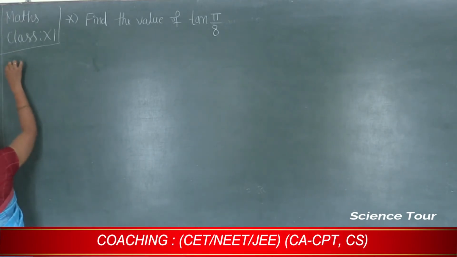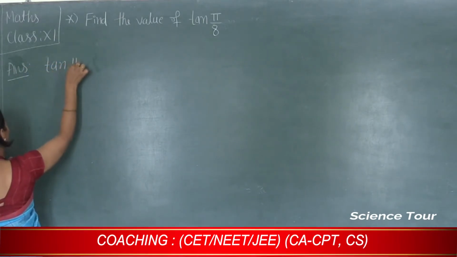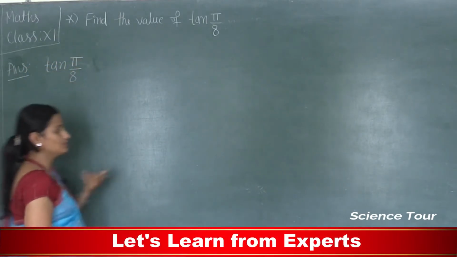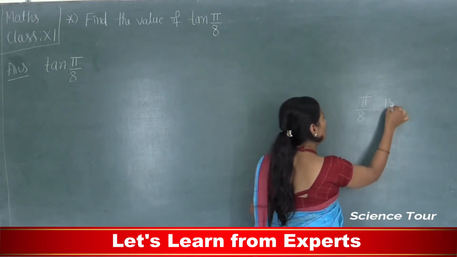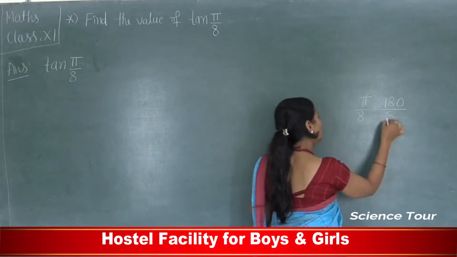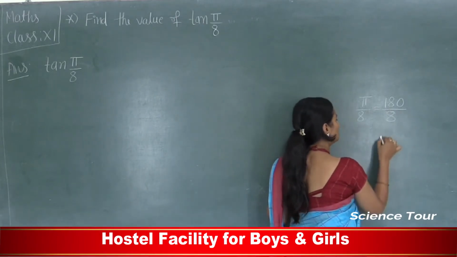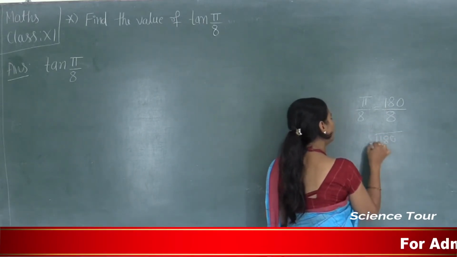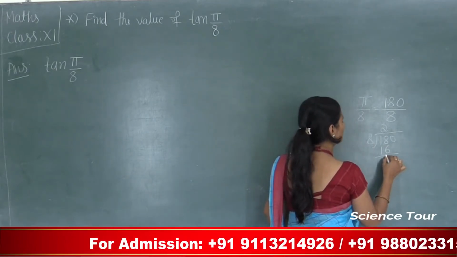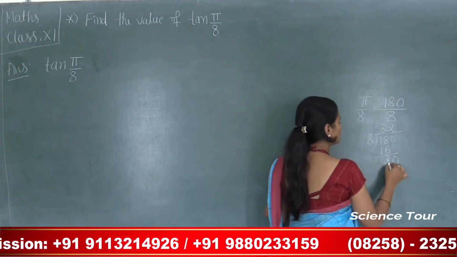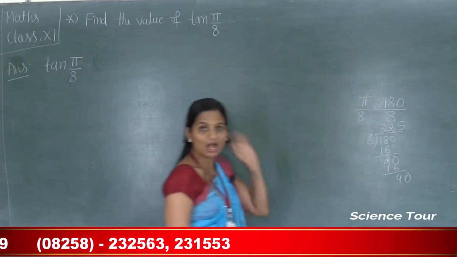So first take tan pi by 8. We need pi by 8. Let us check what pi by 8 is. Pi means 180, so pi by 8 is 180 divided by 8. 8 2s are 16, 4, 20, 8 2s are 16. So 4 it is 8 5s, that means 22.5 degrees.